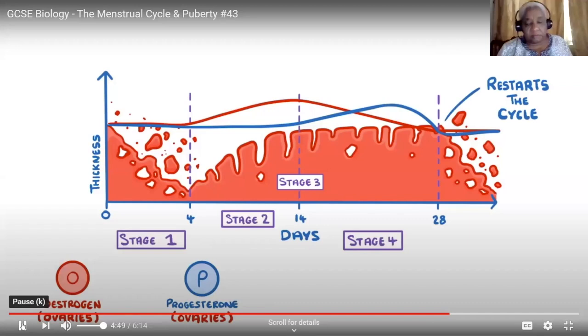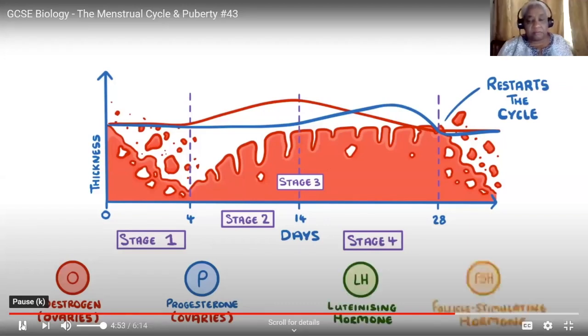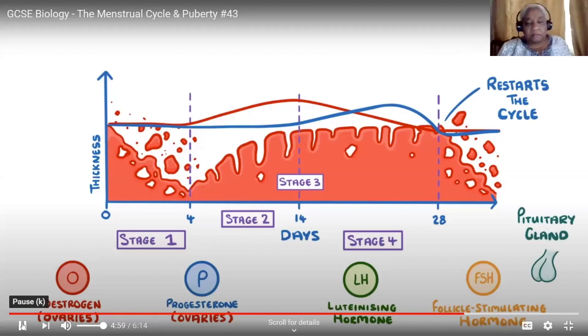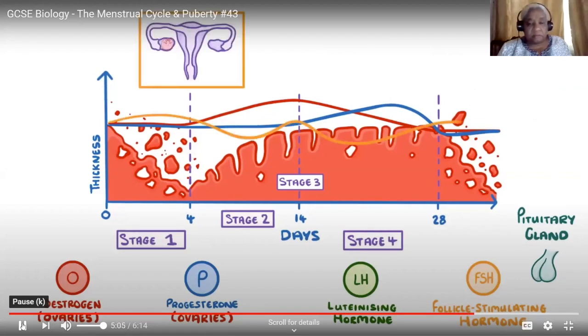The other two hormones are luteinizing hormone, LH, and follicle stimulating hormone, FSH. And both of these are produced in the pituitary gland, which remember is a small gland behind your eyes, near your brain. The role of FSH is to stimulate one of the eggs to mature in one of the ovaries. So you get the follicle stimulating hormone.